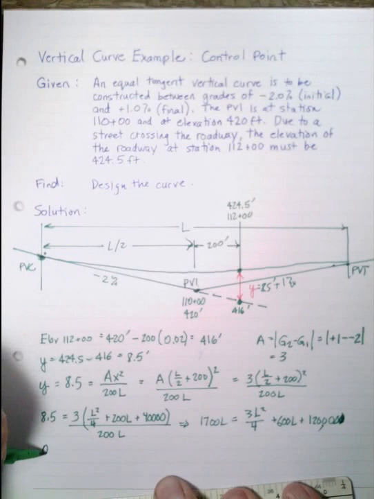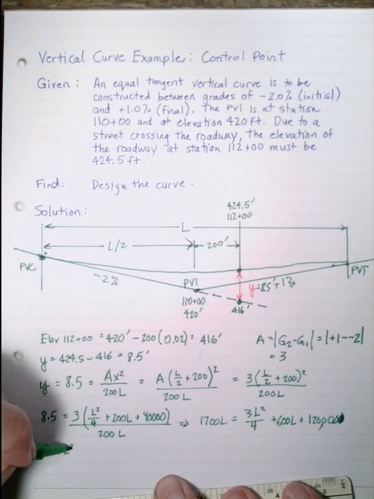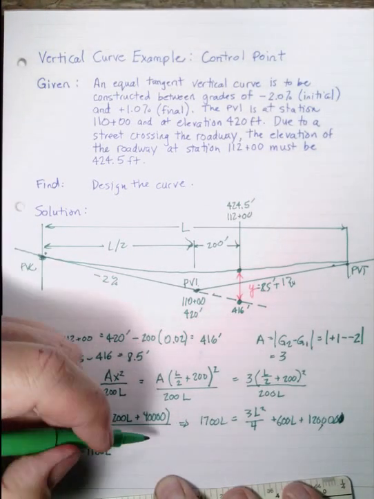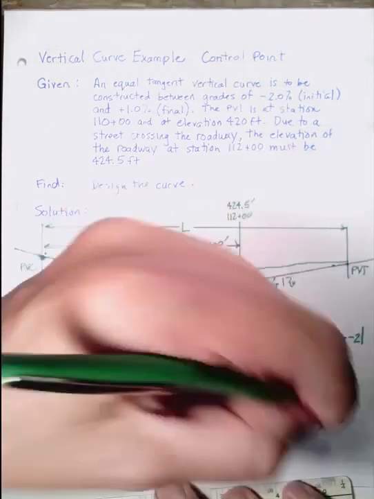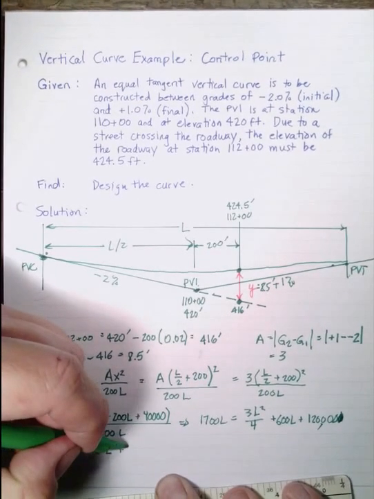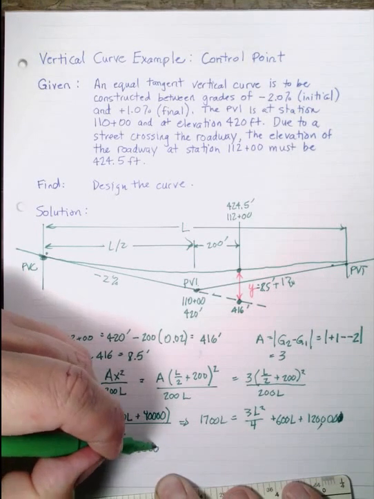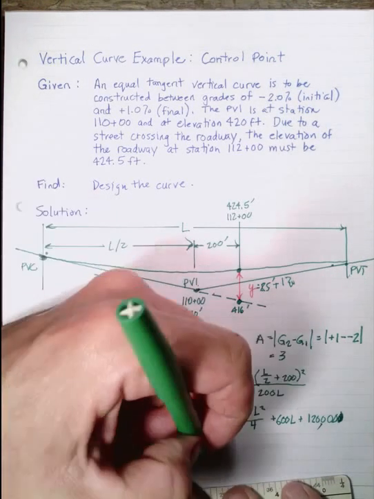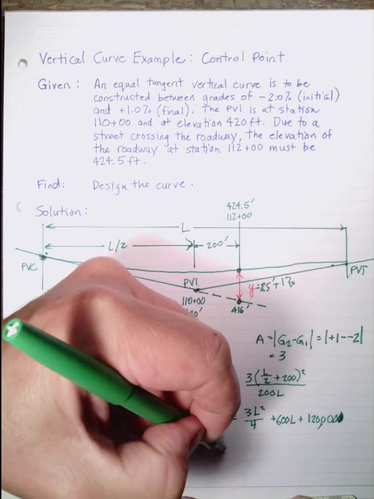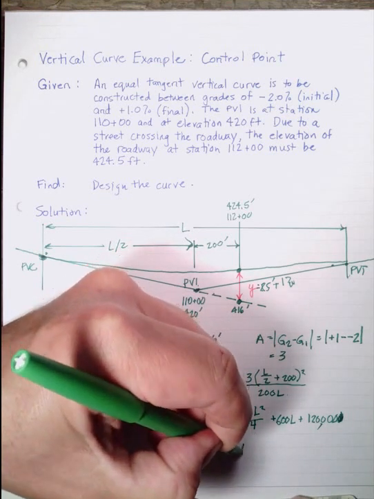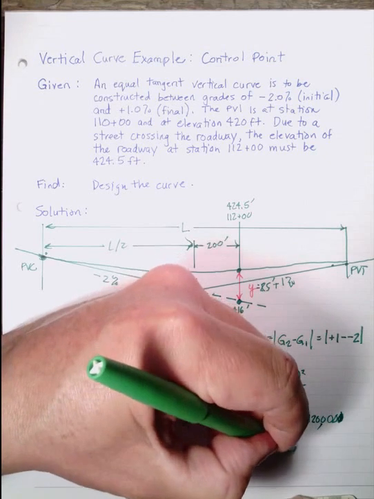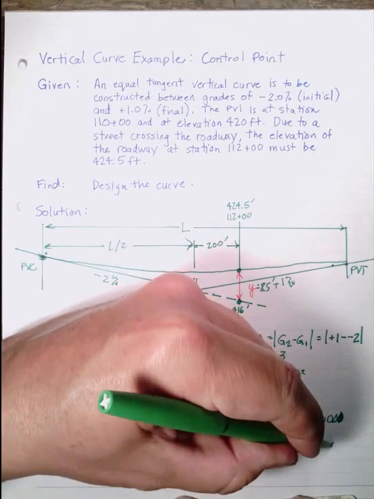We have 0.75L squared minus 1100L. If we subtract 1,700L from both sides, plus 120,000 equals 0. Then we can divide everything just to make it nice and clean by 0.75. We have L squared minus 1467L plus 160,000 equals 0.